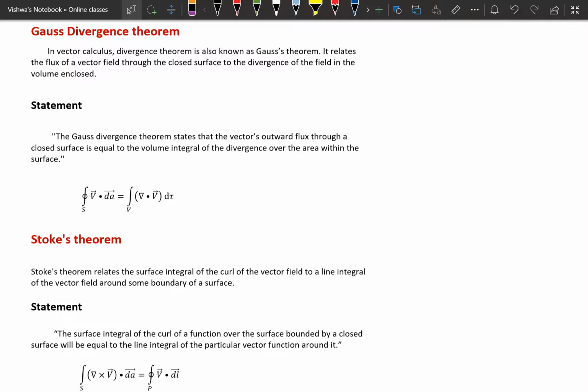to convert one integral form to another integral form, maybe surface to volume, surface to line, line to surface, line to volume. Like that we have to convert one form of integral to another form by using these Stokes and Gauss divergence theorems. First one is Gauss divergence theorem. Okay, let's see one by one.